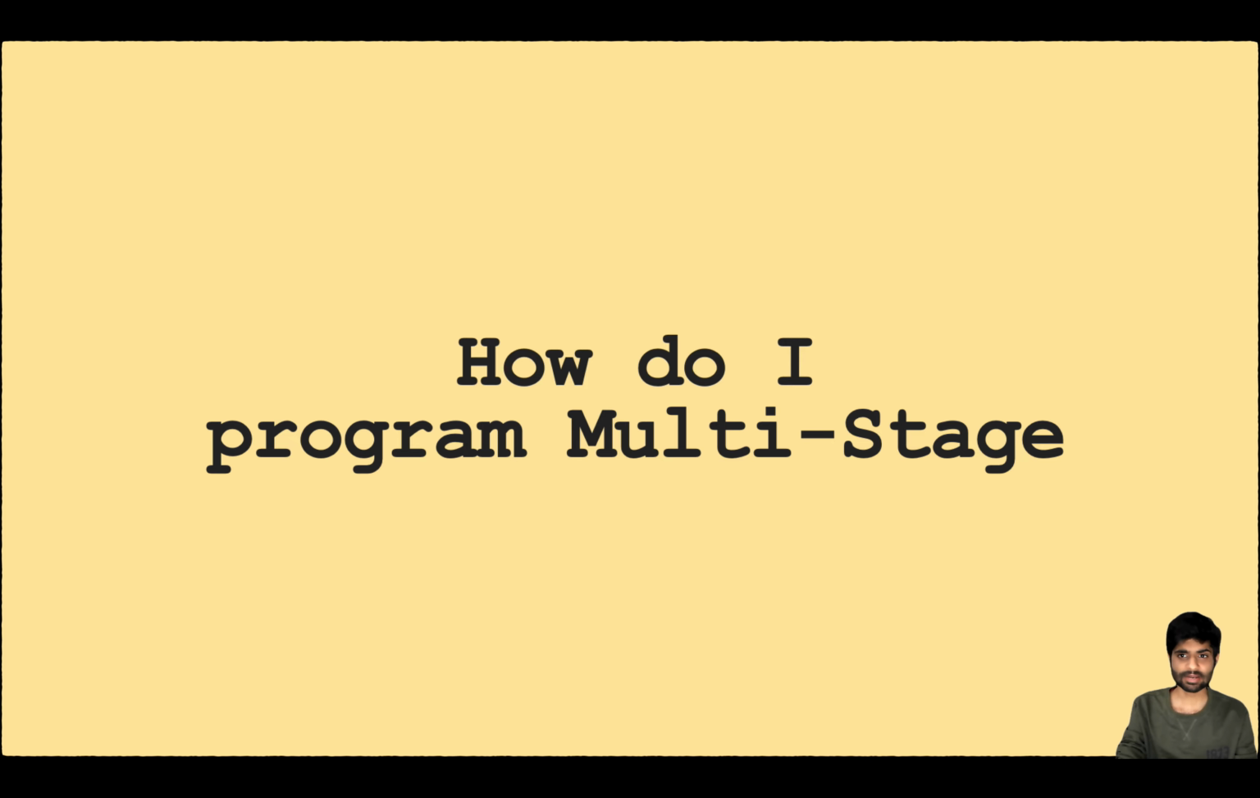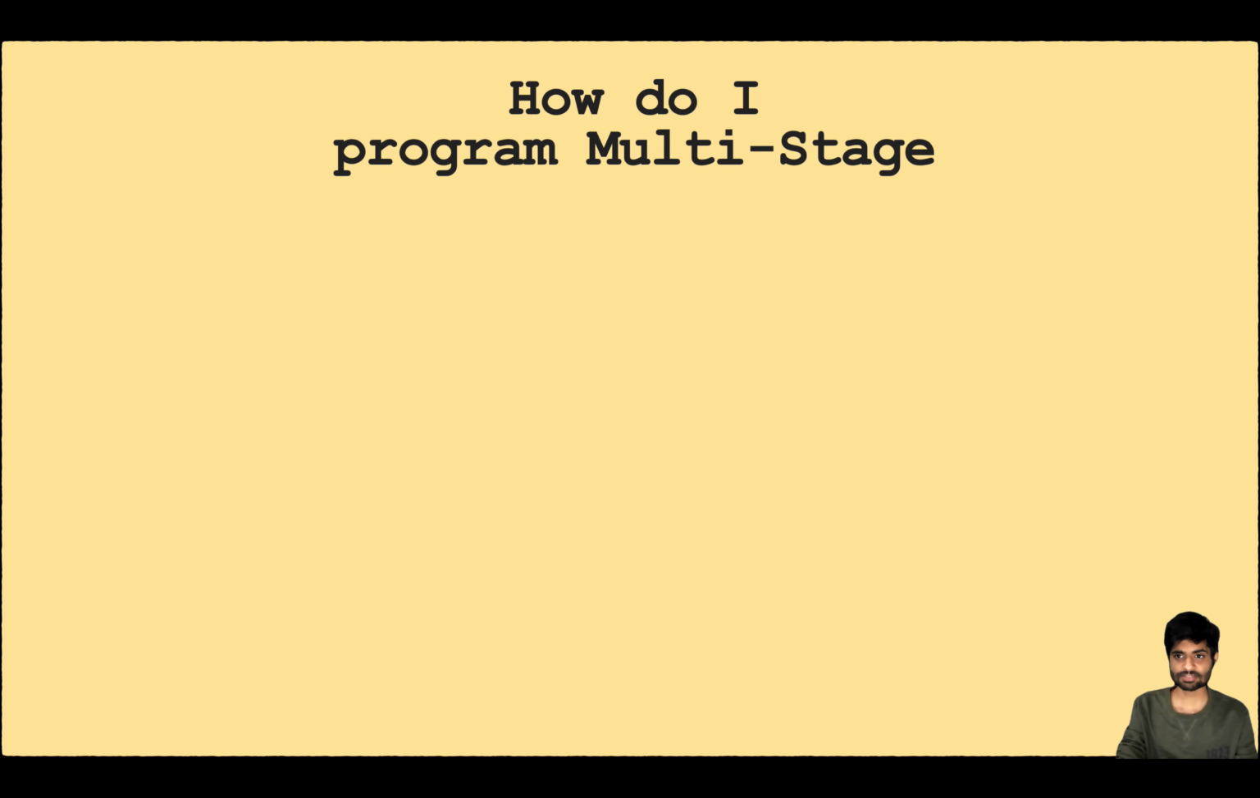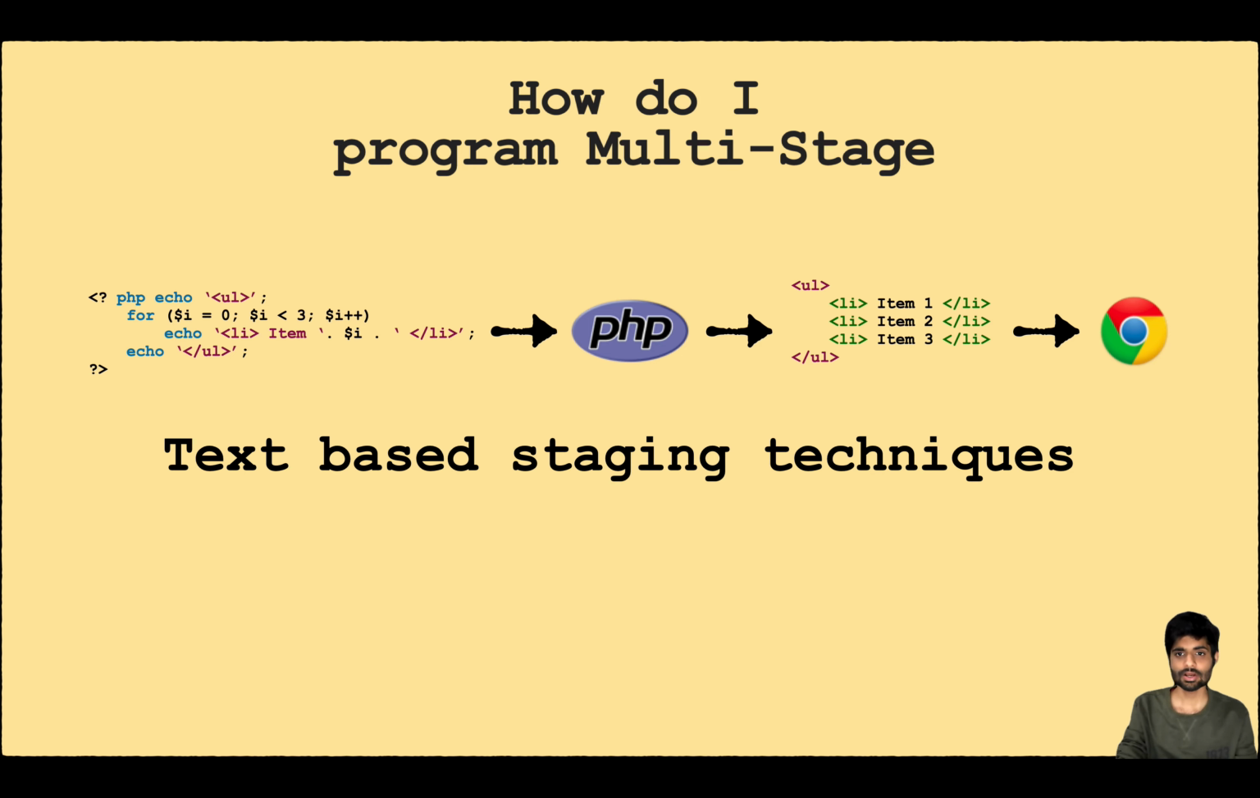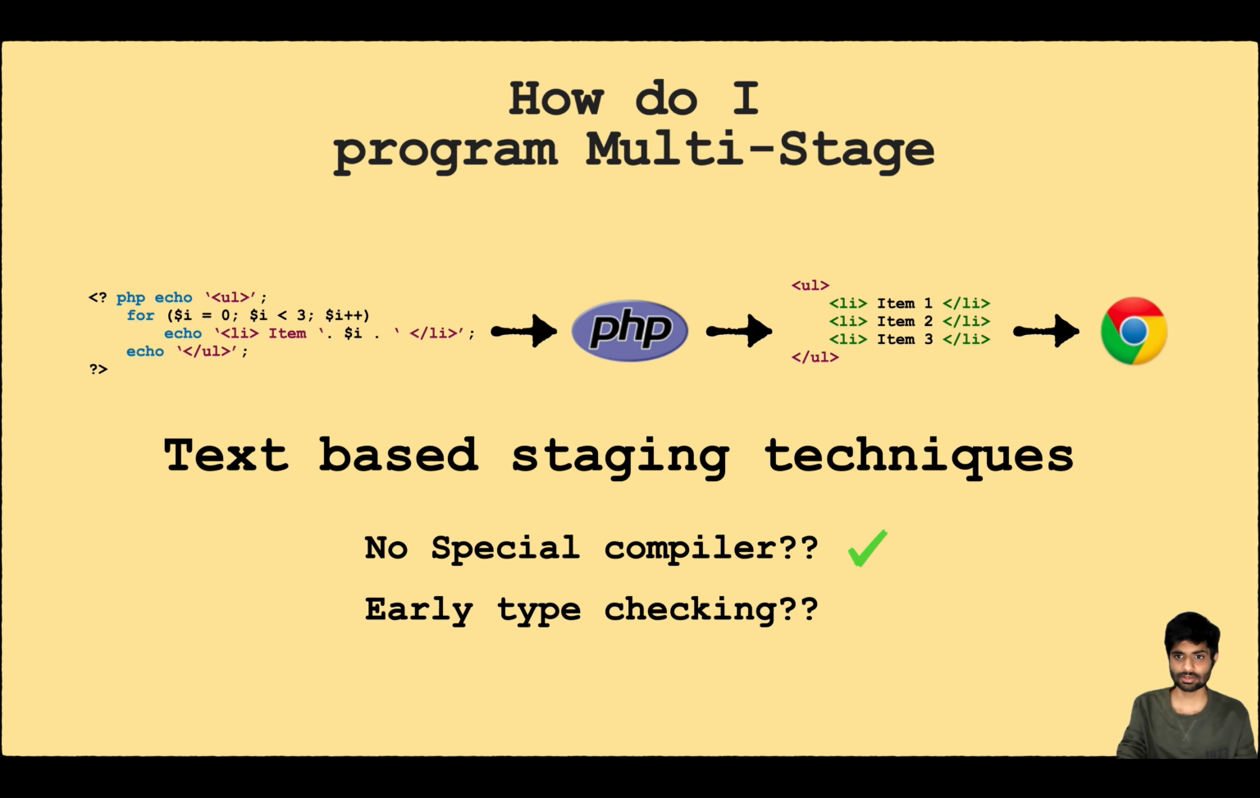Now that I have convinced you that we need multi-stage programming, you might ask, how do I start writing multi-stage programs? There are many ways to implement staging, the simplest being text-based staging, where the first stage program outputs as a string the program for the second stage. This is seen in server-side languages like PHP that produce HTML. The obvious benefit of such an approach is that it doesn't require any specialized compiler. But the drawback is that we don't have early type checking or toolchain support like syntax highlighting or autocomplete, because the second stage program is simply treated as strings in the first stage.